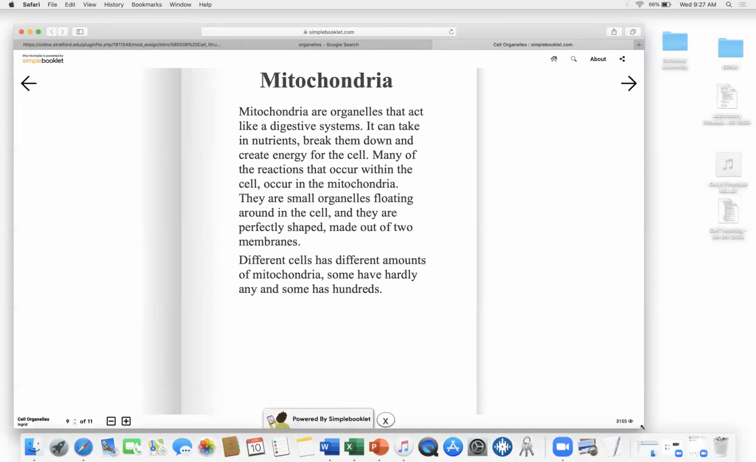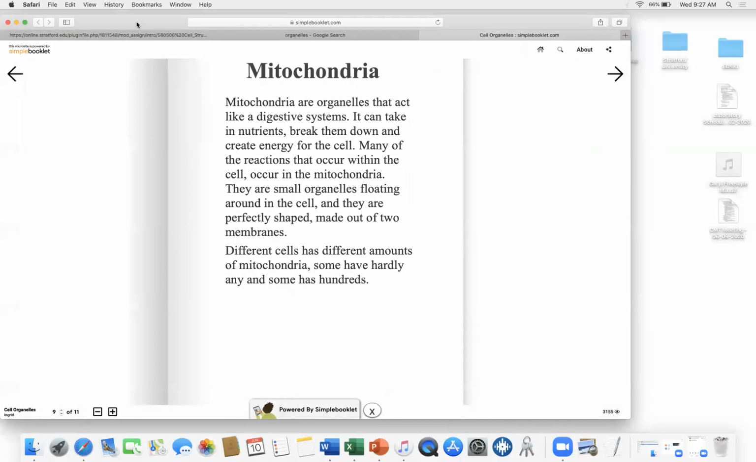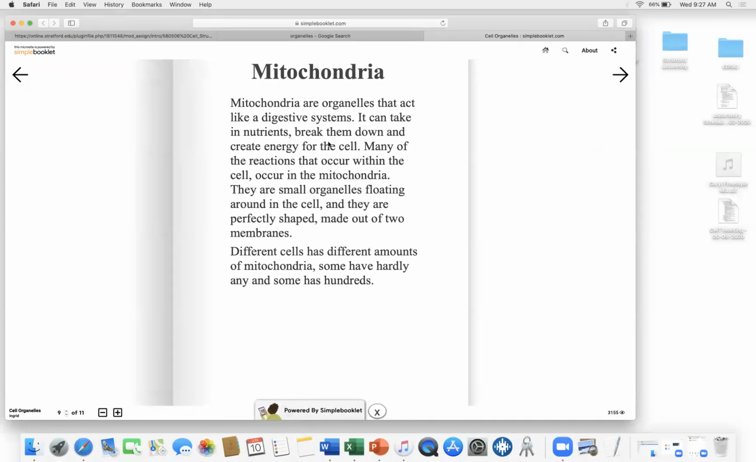All of this requires energy. And remember, we talked about the two things that your body loves for energy: oxygen and glucose. Well, guess what? This stuff called the mitochondria uses oxygen and glucose to make energy.